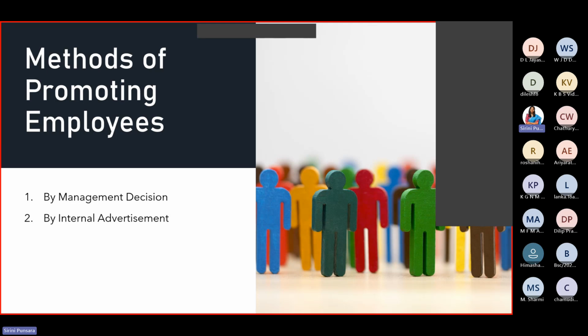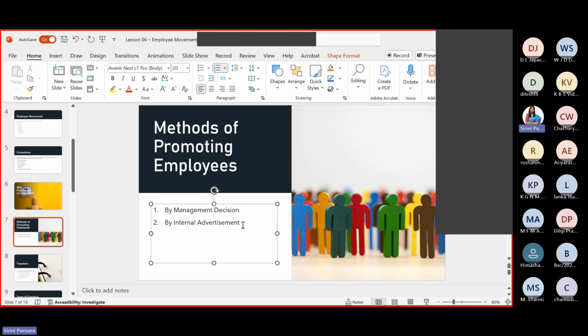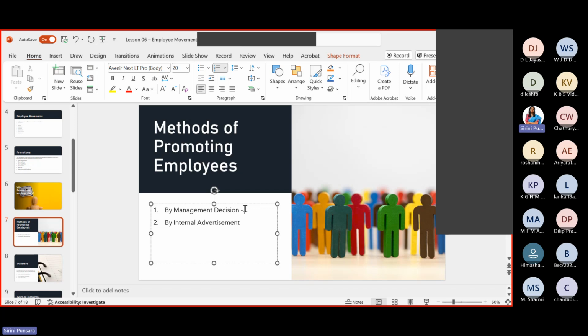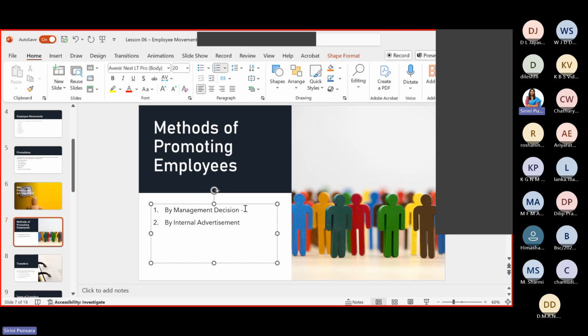Under that, there are 2: by management decision, and by internal advertisement. By management decision means based on employee performance. We have already learned performance management or performance evaluation. Based on employee performance, if employees have excellent performance, we can decide to give them a promotion to appreciate their current level of performance. That's what we call by management decision. That means promotion will be given to an employee as a result of a decision of management, and that decision can depend on the employee's current performance or KPIs. So by management decision means, I will include the definition here.